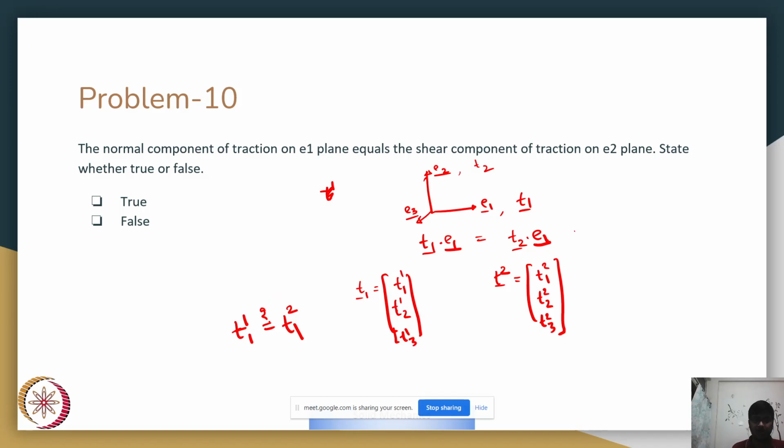Okay, so false. In general it will be false. It's not necessarily true. There's no mathematical relation forcing them to be true.